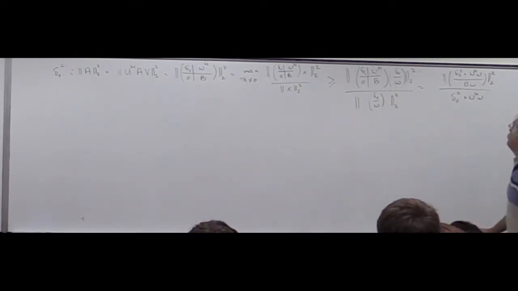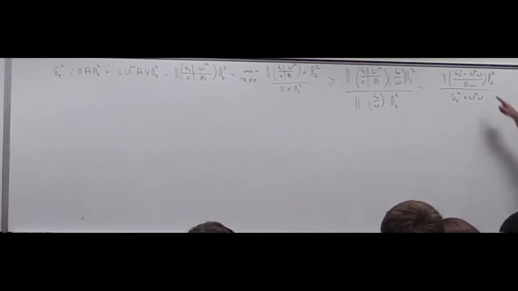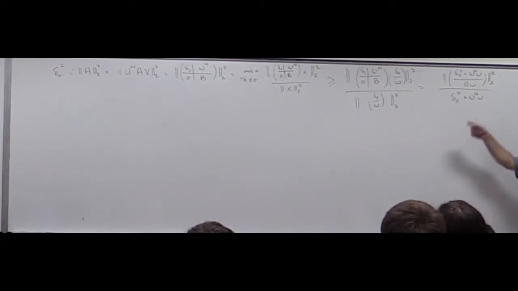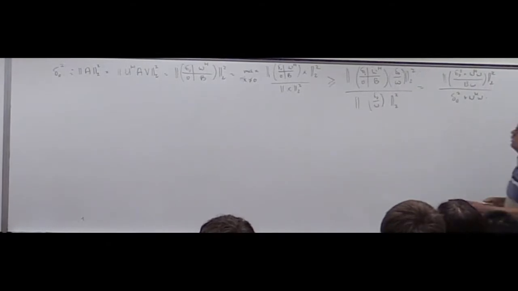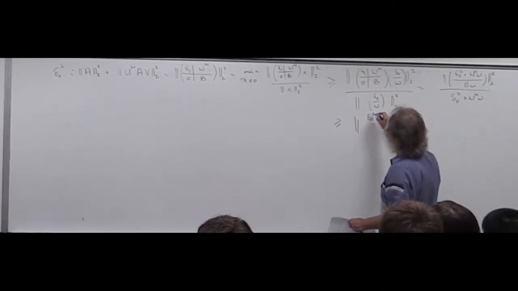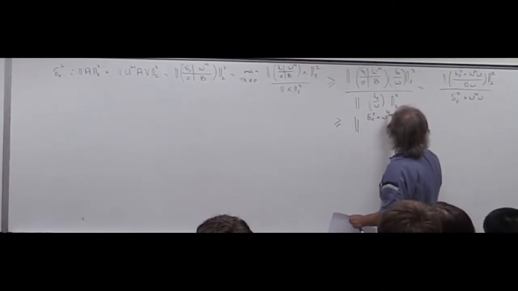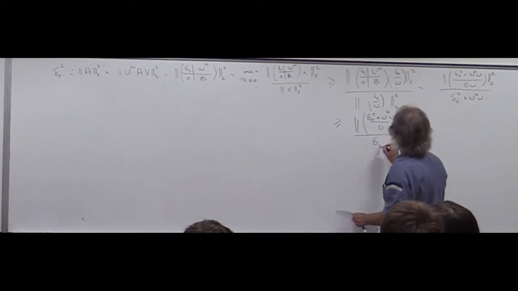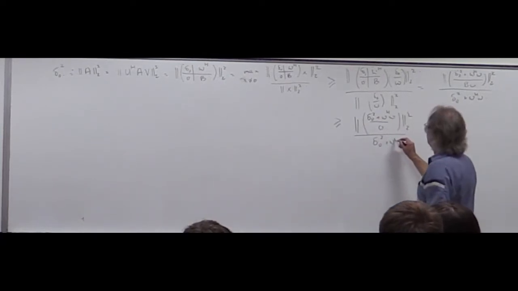Now, the cool thing is that anytime you have a vector and you add something to it, you only make its length longer. In other words, if you take a vector and you set some of its coefficients equal to 0, you make the vector shorter. The point being that this is greater than or equal to the vector that only has delta 0 squared plus W Hermitian W as its first element, and 0 for the rest, divided by delta 0 squared plus W Hermitian W. Am I doing this right?